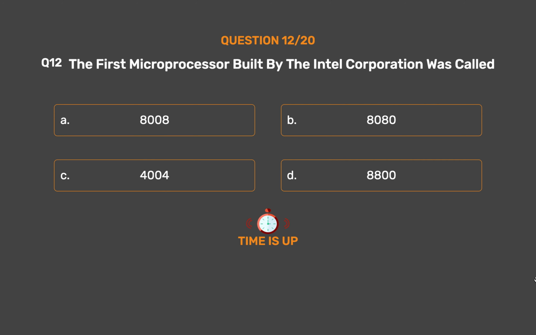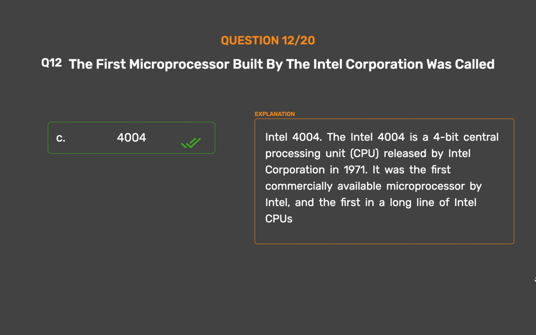The correct answer is Option C. 4004. Intel 4004. The Intel 4004 is a 4-bit central processing unit, CPU, released by Intel Corporation in 1971. It was the first commercially available microprocessor by Intel, and the first in a long line of Intel CPUs.